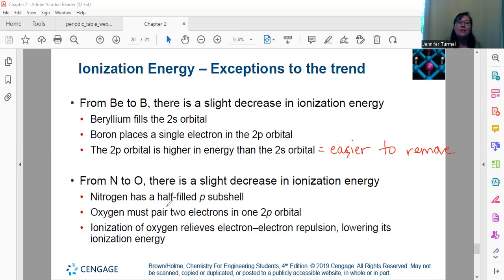And then from nitrogen to oxygen, we'll see that there's also a slight decrease, and that's because nitrogen has a half-filled p shell. Remember that nitrogen looks like this, 1, 2, and 3. But oxygen looks like this, 1, 2, 3, and 4, because of where it is. It has 4 valence electrons there. Now, this electron right here is easier to remove because it's basically sharing a room, and the other electron is like, get out. And that's what lowers its ionization energy.